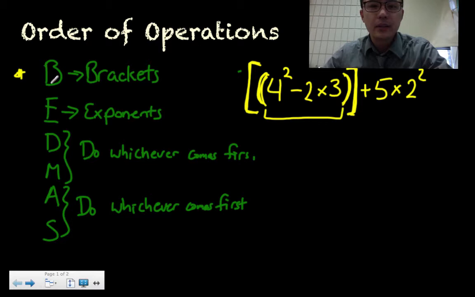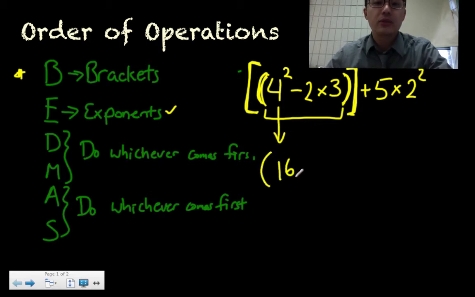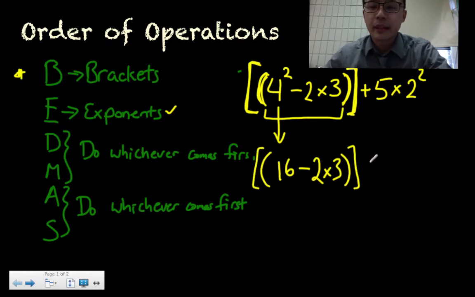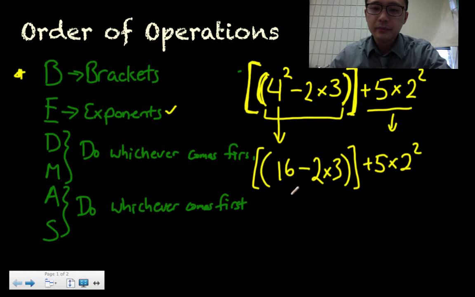Well, I'm going to start with brackets. Well, inside this bracket, do you have brackets? No. Do you have exponents? Yes, you have exponents. So you're going to do this. That's going to be 4 squared, which is 16. I'm going to keep your brackets to just keep everything intact. And then minus 2 times 3, close bracket. Okay, you can even do this bracket if you want, but that was sort of redundant when I wrote it. I didn't do anything here, so I'm just going to write this down. So plus 5 times 2 squared.